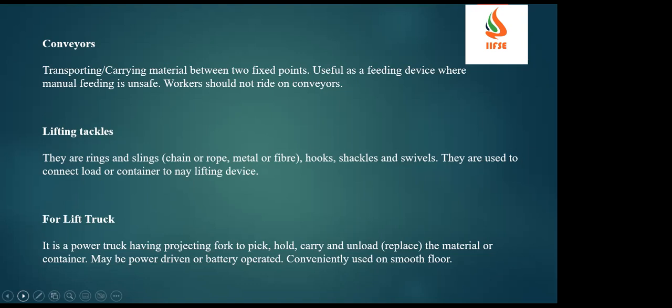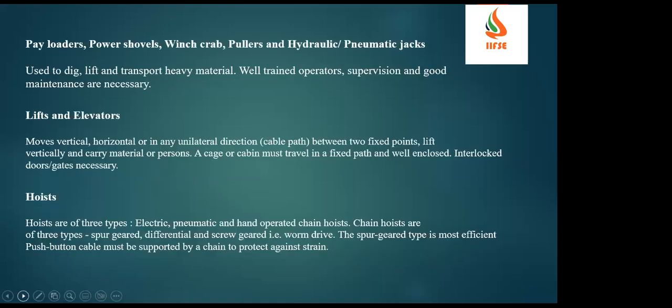These can be conveniently used on smooth floors. This is again for pick, hold and carrying. It is very convenient on smooth surfaces. And payloaders, power shovels and winch crab.